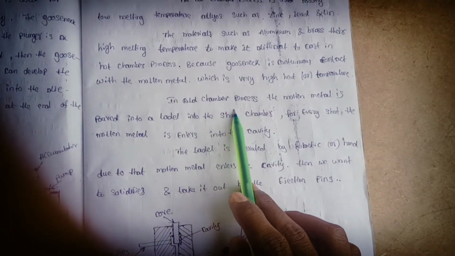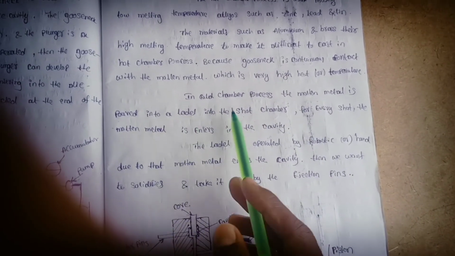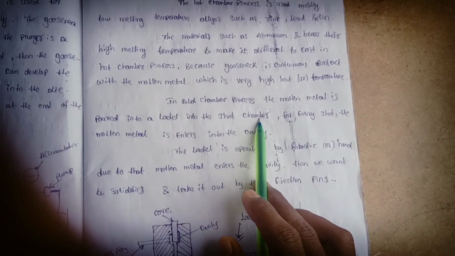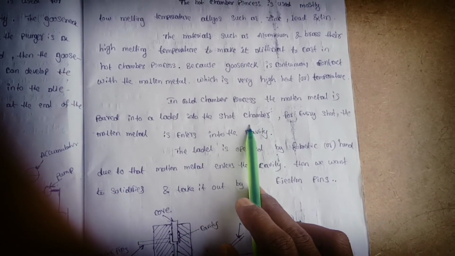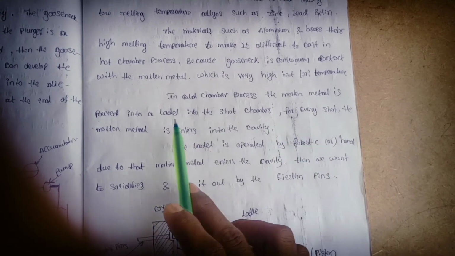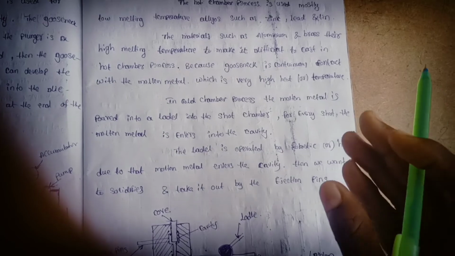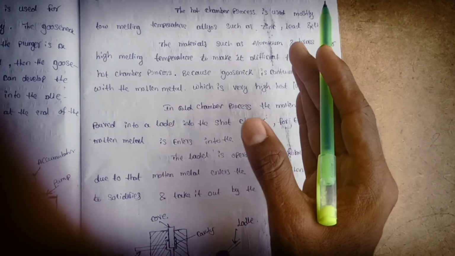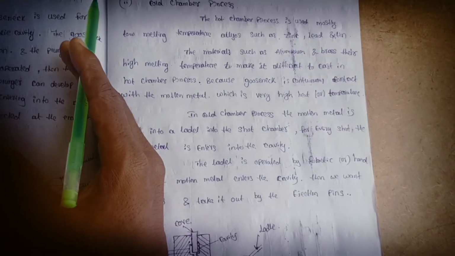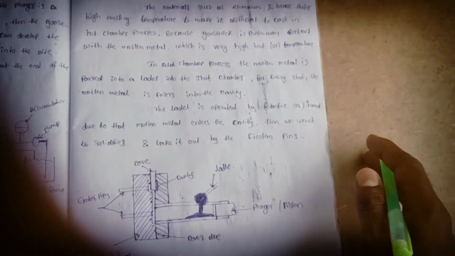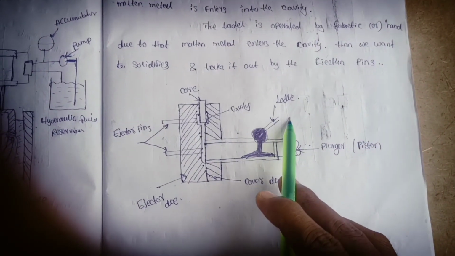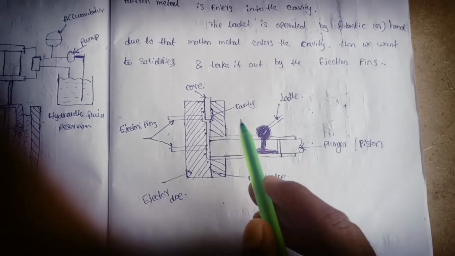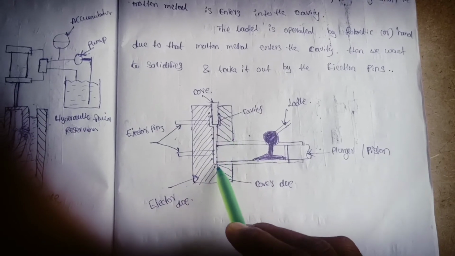Okay, so in the cold chamber process the molten metal is poured into the ladle. That means the gooseneck is open. Here we are pouring the molten metal into the ladle, that is the shot chamber. For every shot the molten metal enters the cavity. If we apply pressure to our molten material, with that shot it enters into the die cavity. So this is the setup. This is a ladle, this is the shot chamber, this is a plunger or piston as we call it. This is a cavity, this is the shape we get.